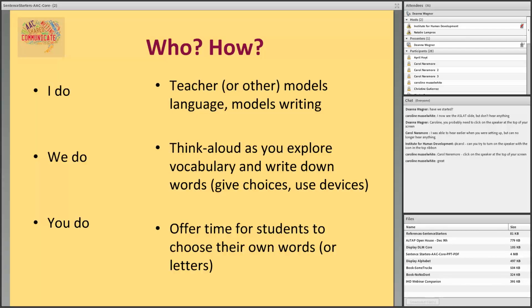And then trying to make sure that we offer an opportunity for the students to explore on their own and do their own writing, pick their own words. So that's where we do I do, we do, and you do, and I try to incorporate that in every writing lesson. Especially if we're dealing with a block where the students at our level need shared writing experiences.